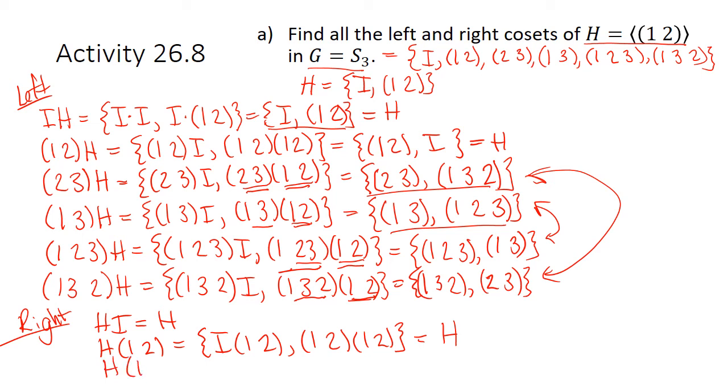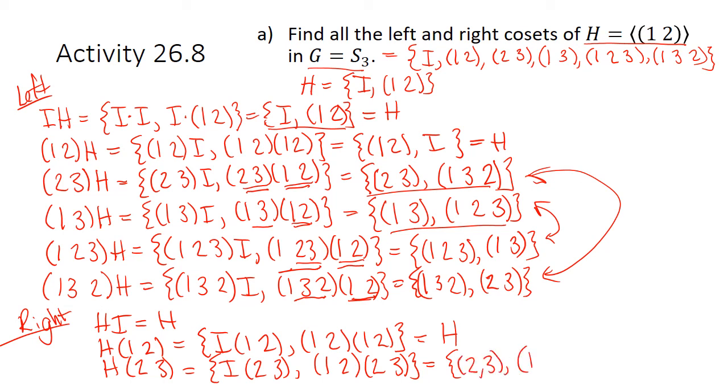So H times, let me do in order, (2 3). So this will be (2 3) on the right of all of the elements of H. So I'm getting (2 3), and then what am I getting for my second element? Okay, so 1 gets moved nowhere there, and then here it gets moved to 2, and then 2 gets moved to 3, and then 3 gets moved nowhere here. So this is going to be (1 2 3).